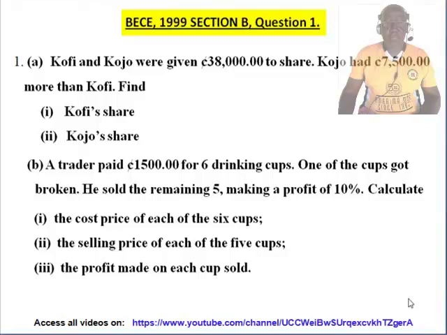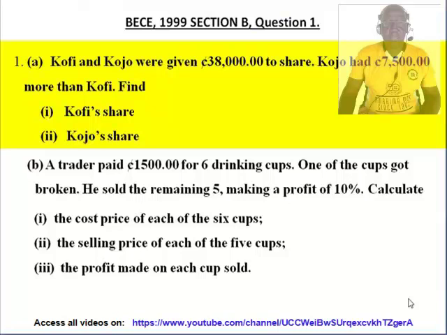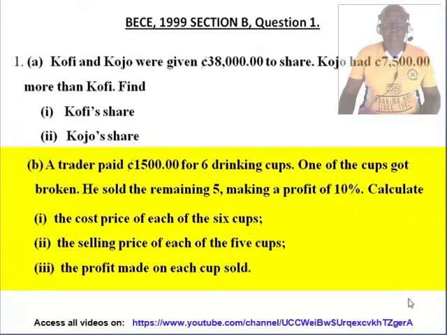BECE, 1999, Section B, Question 1. 1a. Kofi and Kojo were given 38,000 cedis to share. Kojo had 7,500 cedis more than Kofi. Find (i) Kofi's share, (ii) Kojo's share.